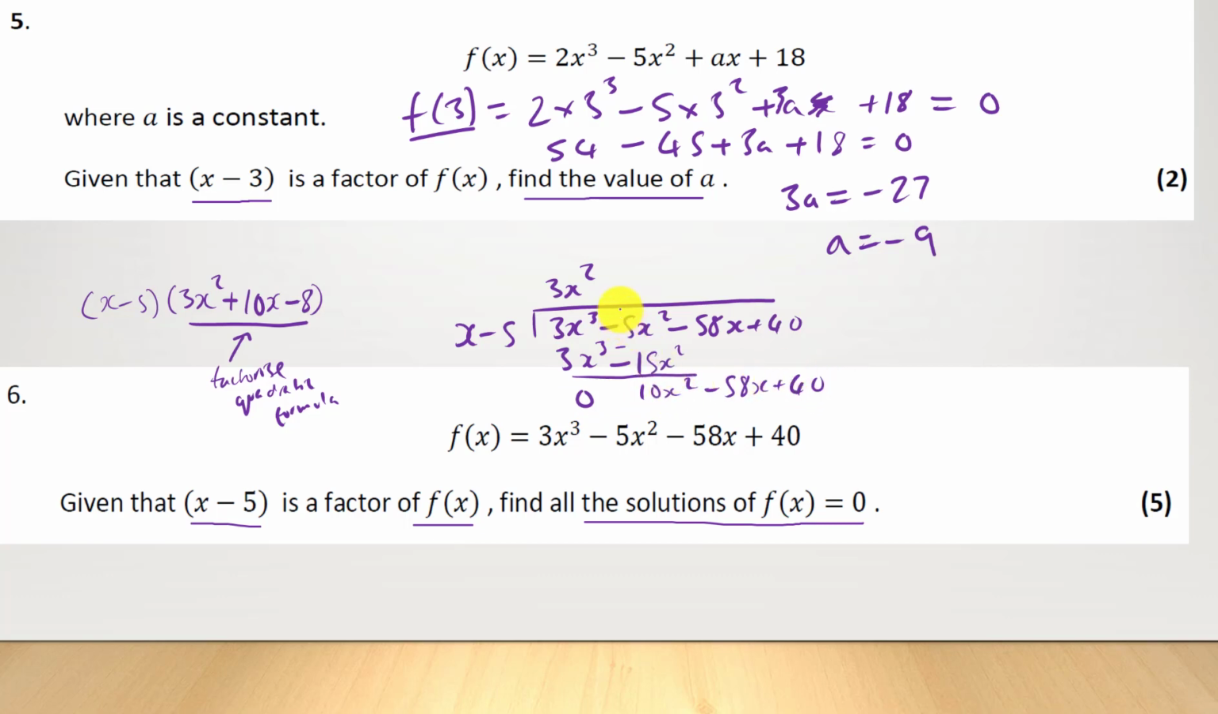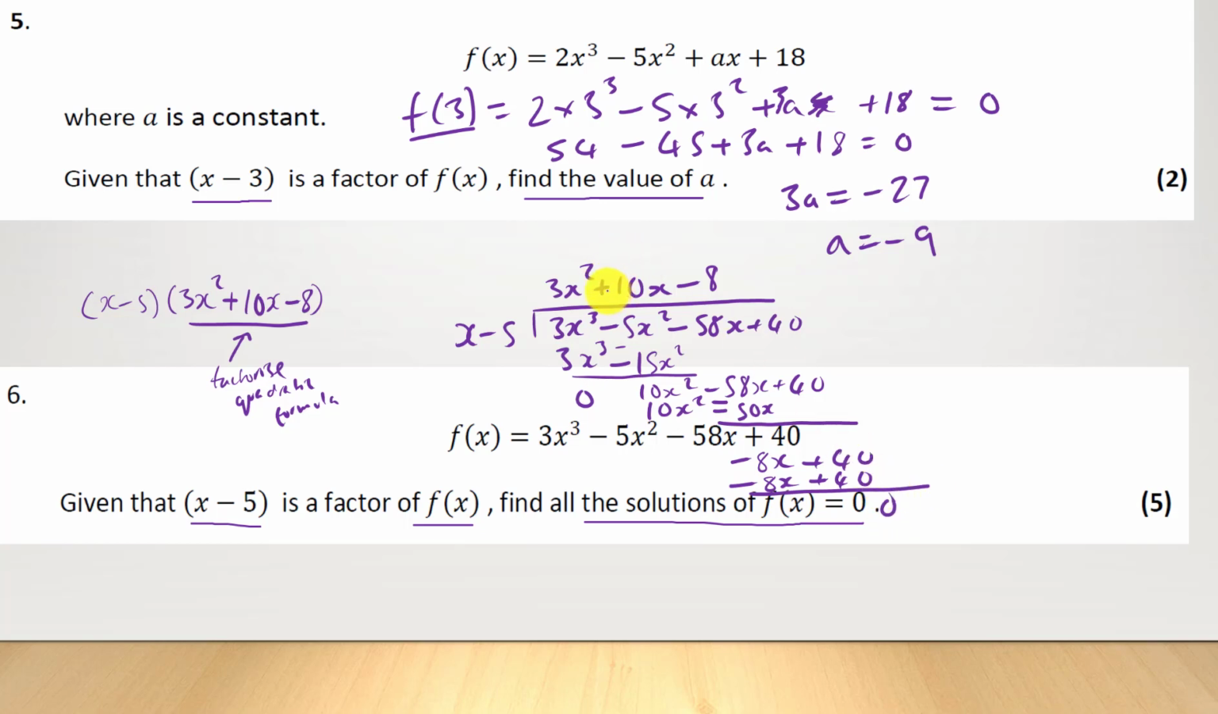How are we going to get the 10x squared? So that's plus 10x. Let's multiply that out underneath. That's 10x squared minus 50x. That's going to cancel, so we're going to get minus 8x left plus 40. And then you can see we get the minus 8 here to give us minus 8x plus 40, and that will all cancel to 0.